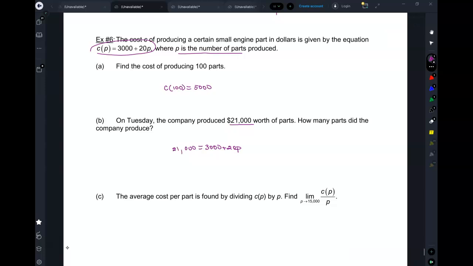Okay. So when you subtract this, what do you get? 800? 18,000. Oh my gosh. So P is 900 parts. Okay?